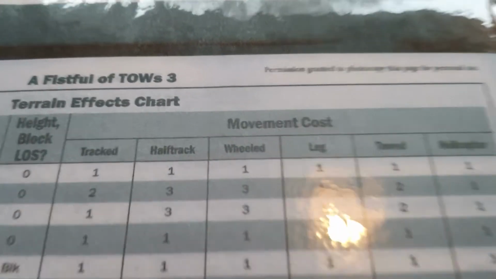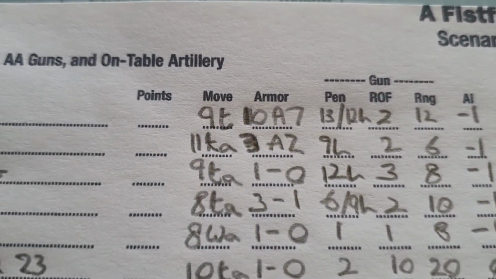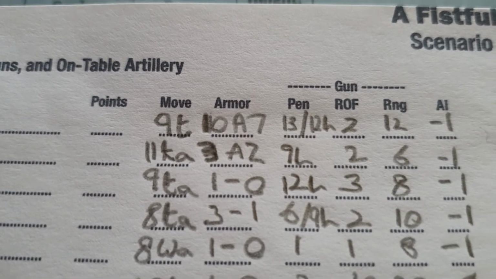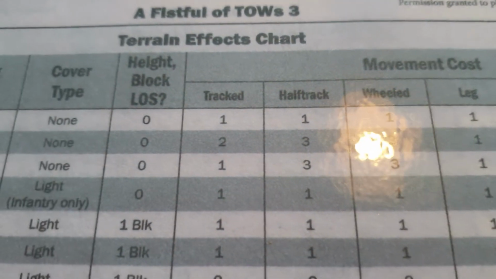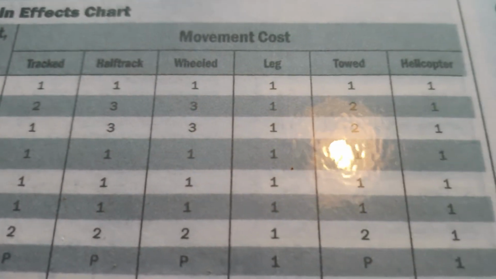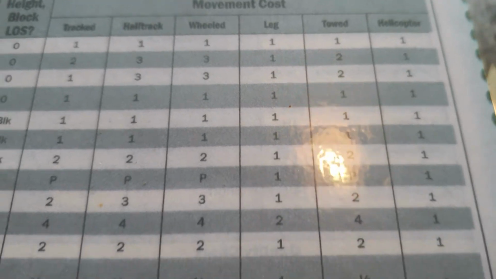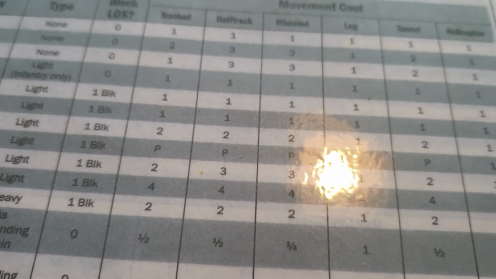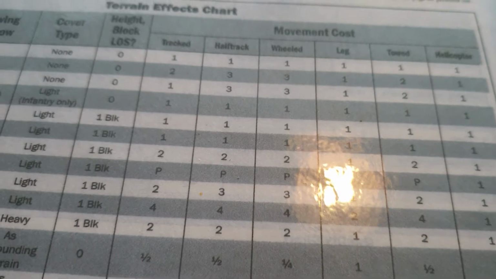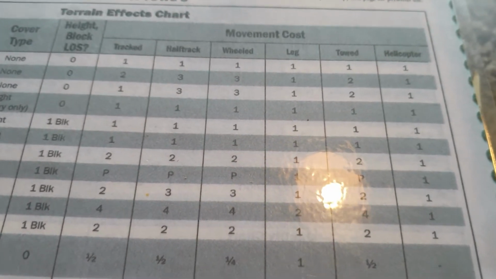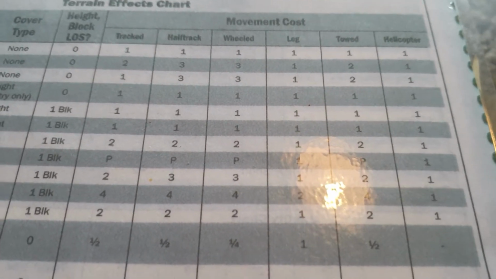Okay, so you've got your movement type, which is on your data sheet. You see the Chieftain there is a tracked with a 9-inch movement. Okay, and you use your terrain effects chart to decide how much you can actually move using your allowance. Now, you've got the ability to double your movement by something called strategic movement.